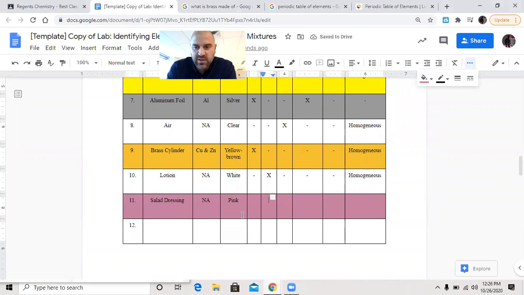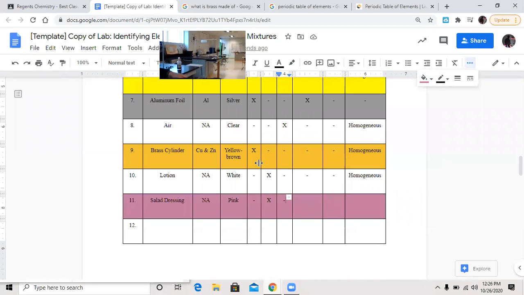Solid, liquid, gas, we know that's going to be a liquid. And element, compound, homogeneous or heterogeneous mixture. Yeah, heterogeneous mixture. So that one is a heterogeneous mixture.